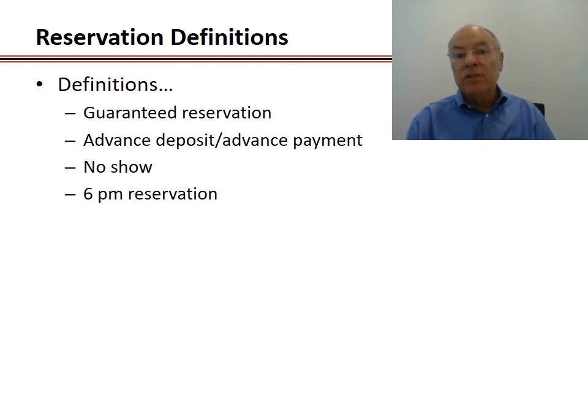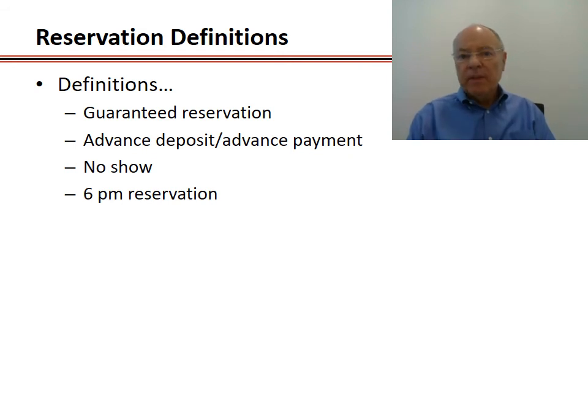The advance deposit or advance payment, you don't see this very often in city hotels, but you see it quite frequently in resort hotels. They want something up front. They want you to pay in advance, or they charge your credit card at the time that you book. Of course, Airbnb charges you at the time that you book. It's a method to basically guarantee the reservation.